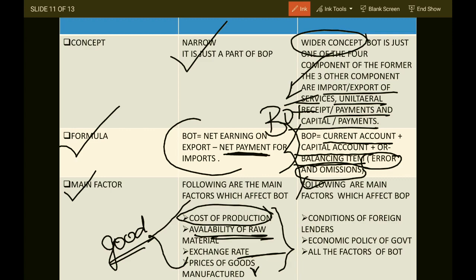Now what are the main factors which affect balance of payment? Condition of foreign lenders. What is the condition of foreign lenders? Are they able to lend? What is the rate of interest they are charging? Economic policy of government, which is very very important. If the government supports reduction of tariffs on trade, there will be more chances of export and import of visible as well as invisible items.